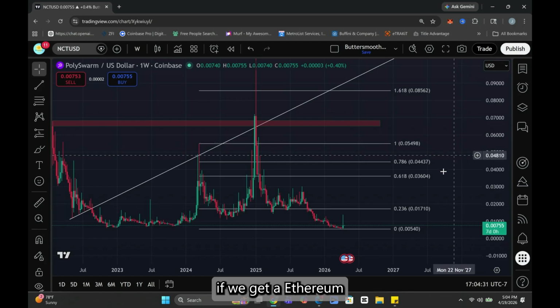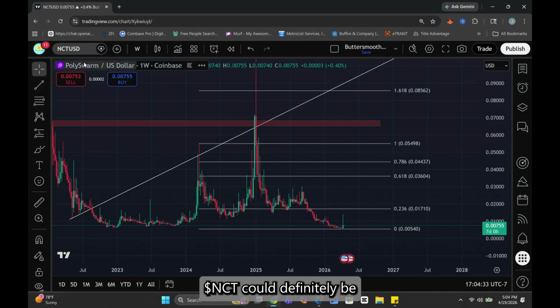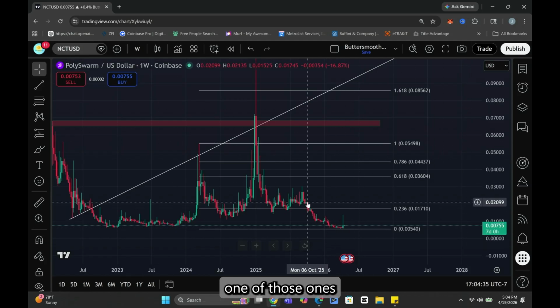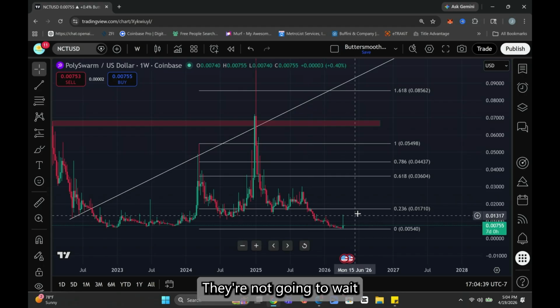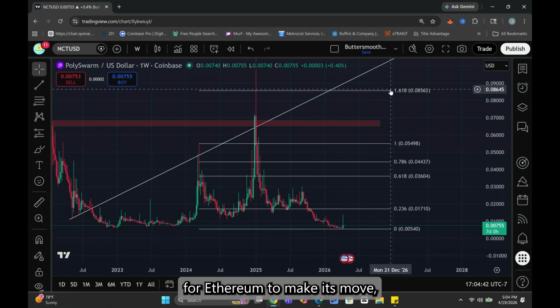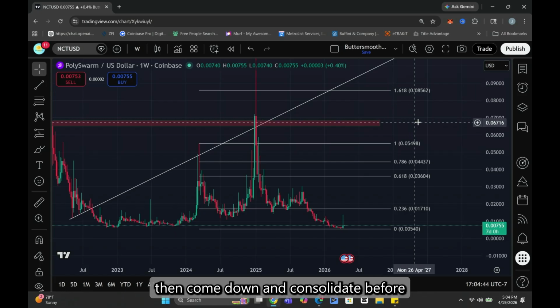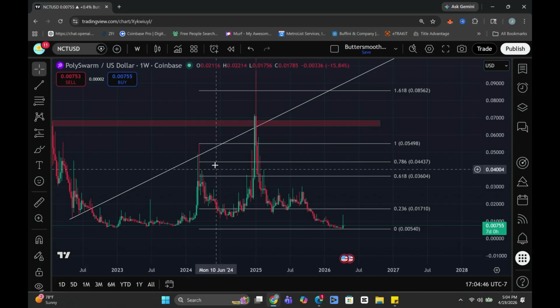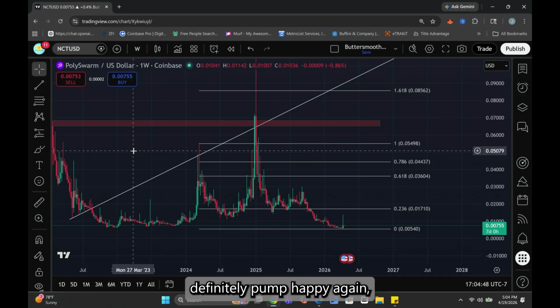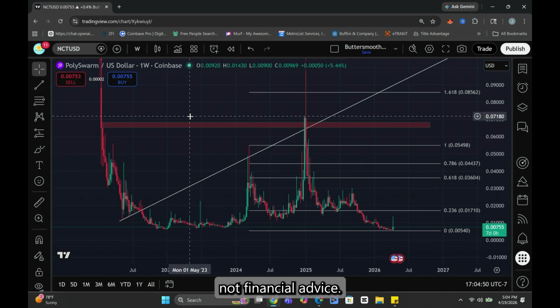If we get Ethereum starting to move to the upside, NCT could definitely be one of those ones that pop up and front run with Ethereum. They're not going to wait for Ethereum to make its move, then come down and consolidate before alt season. Polyswarm is definitely pump happy. Again, not financial advice. It looks great.